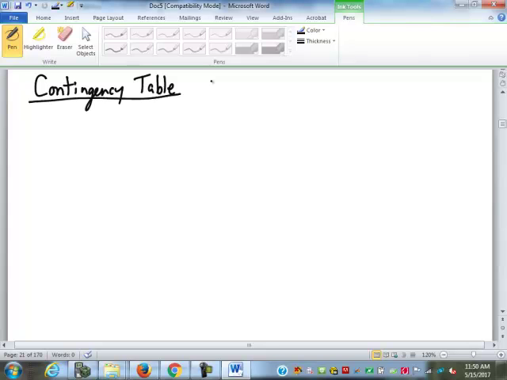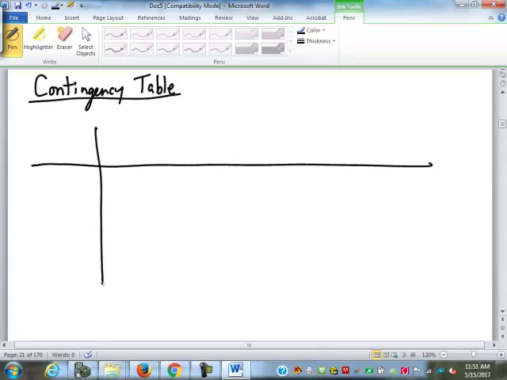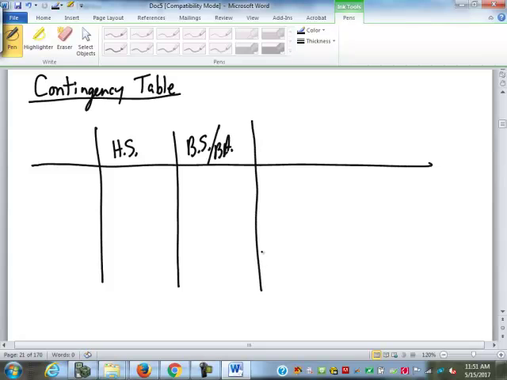Two different variables. One example I like to use for a company, let's look at level of education versus type of employment. So let's say that we have employees that are high school diploma or less. We have employees that are a bachelor's degree. We have employees that are a master's degree.